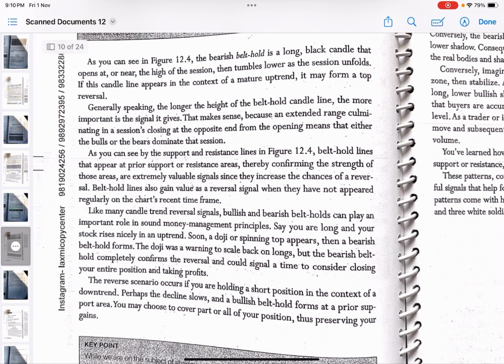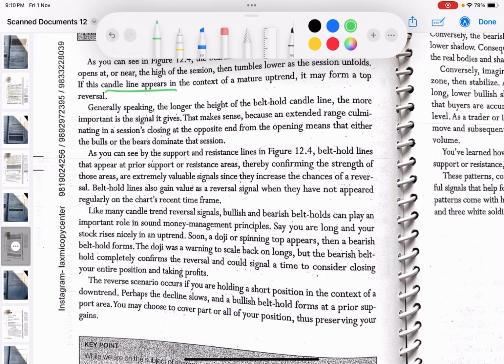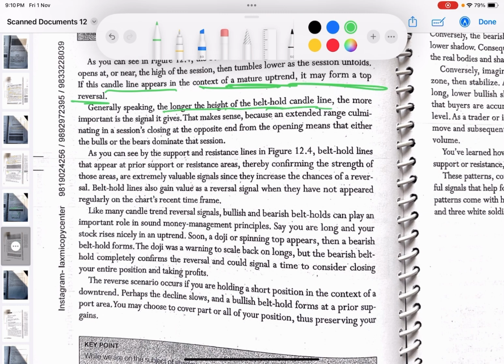As you can see, the bearish belt hold is a long black candle that opens at or near the high of the session and then tumbles lower as the session unfolds. If the candle appears in the context of a mature uptrend, then it may form a top reversal. Generally speaking, the longer the belt hold candle, the more important the signal it gives. Obviously, if it's a bigger body, then it is more legitimate to be followed.